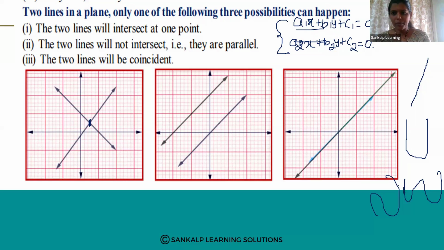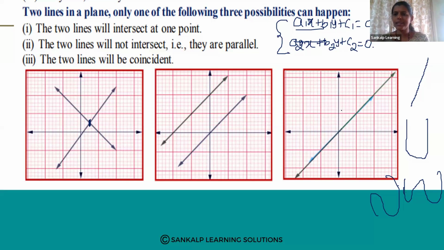There are three possibilities that can happen. One possibility: the two lines will intersect at a point. This is one chance. One line from one equation and another line from another equation. Sometimes two lines intersect each other. Next, the two lines will not intersect, that is, they are parallel. Here the two lines are not intersecting but are parallel to each other. This is another chance. Or the third chance, the two lines are coincident.